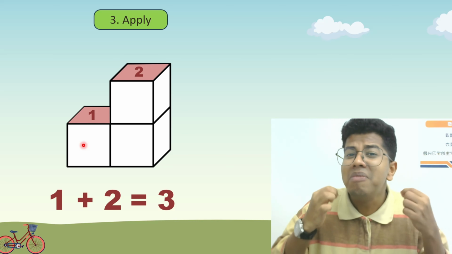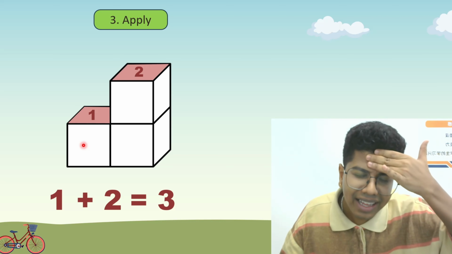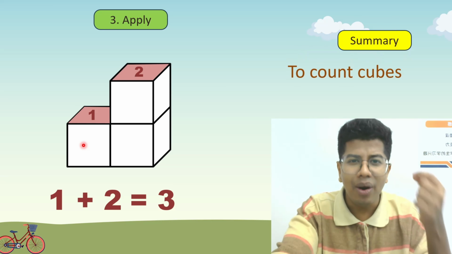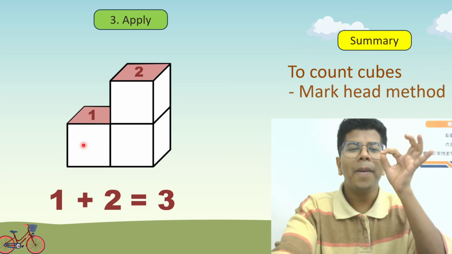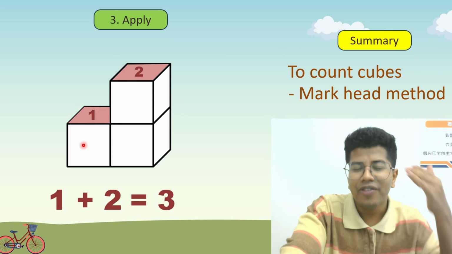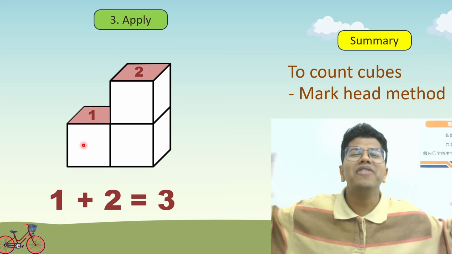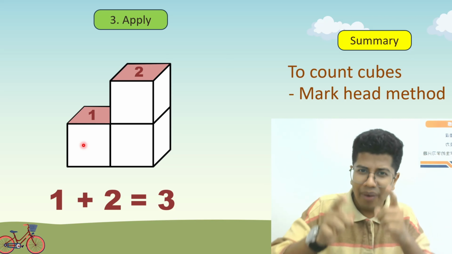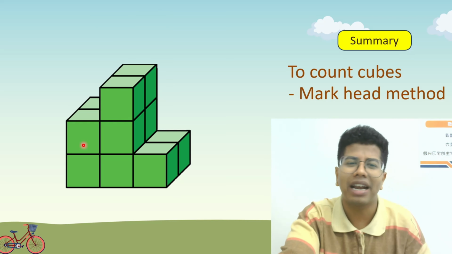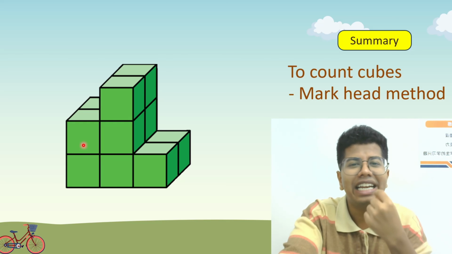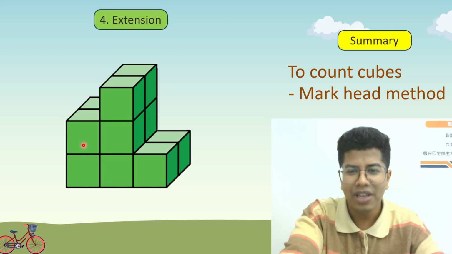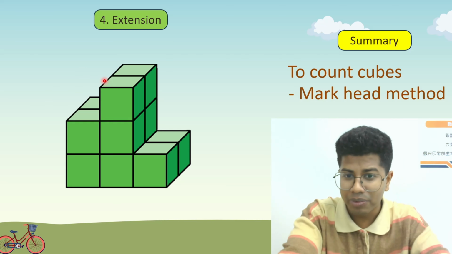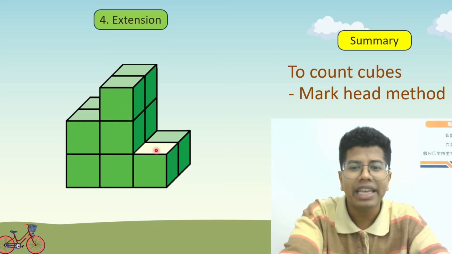But where should we mark? On its head. So this method of counting cubes is called the mark head method. We can mark the head and at the end we can add all the numbers to get the answer. Now understanding this, let's take a small practice over here so that we can identify how many cubes are here. So now let's say for this figure, I want to count the number of cubes. Let's say, for instance, I'm standing here.